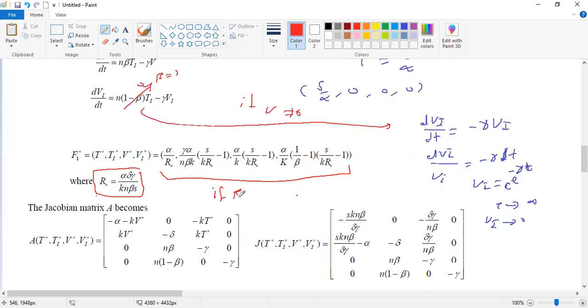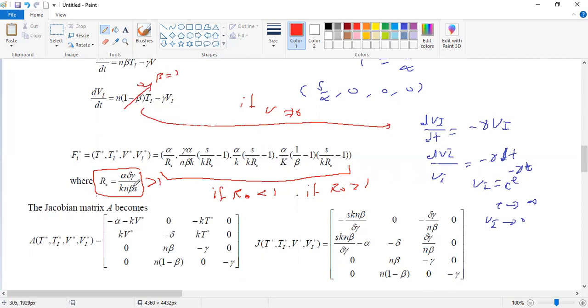If R naught is less than 1, that means the pathogen, the virus, will be cleared. But if R naught, alpha beta gamma over km beta s, is greater than 1, that means it's hard to control the virus and the infection. Here we have the HIV virus, which leads to AIDS, if R naught is greater than 1.